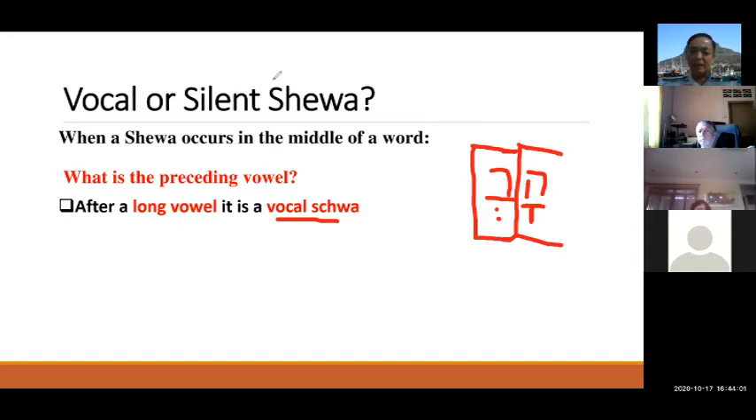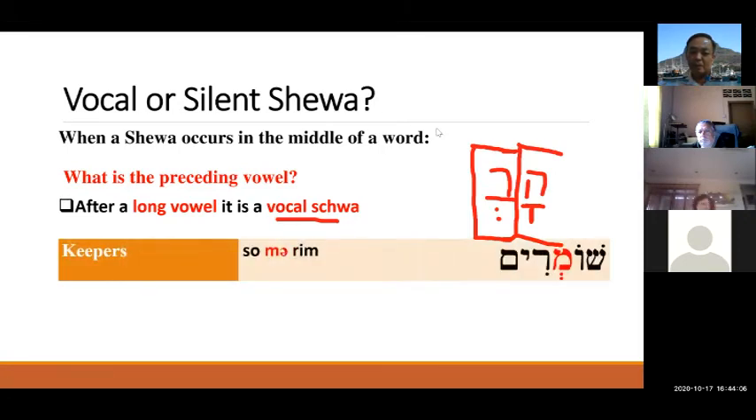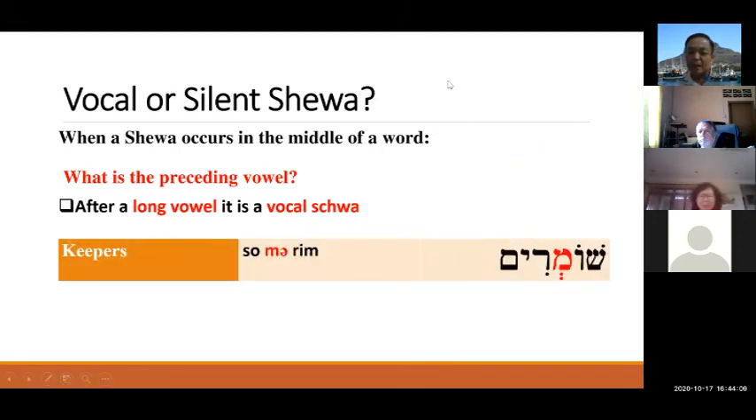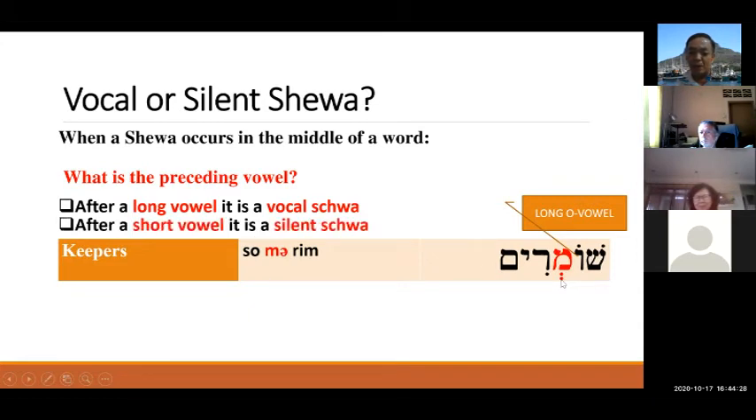Let's look at some examples here. You have the word somarim. Let's split it out. You have a long O vowel. Remember, the preceding vowel is a long O vowel. Therefore, the schwa here is the beginning of a new syllable. So it's a vocal schwa. But if it's a short vowel, after a short vowel, then it becomes a silent schwa.